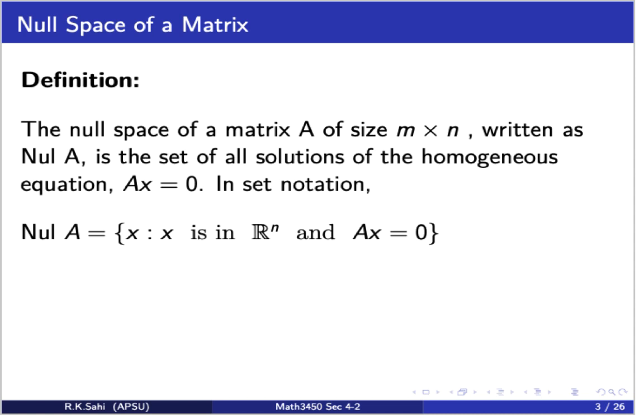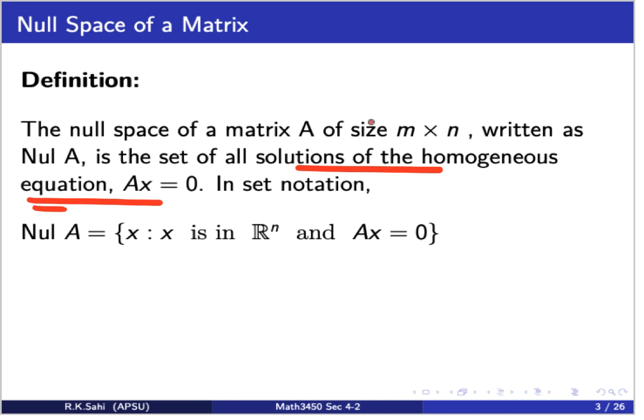Now, when we talk of a null space, it simply is the collection of all solutions of the homogeneous equation Ax equal to 0. Remember, a homogeneous equation is an equation of the form Ax equals 0. So what we are doing is collecting all the solutions which satisfy this homogeneous equation. When we gather them together, we call that set the null space of A, and we denote it by null A.